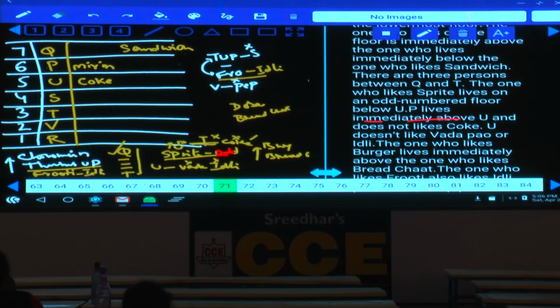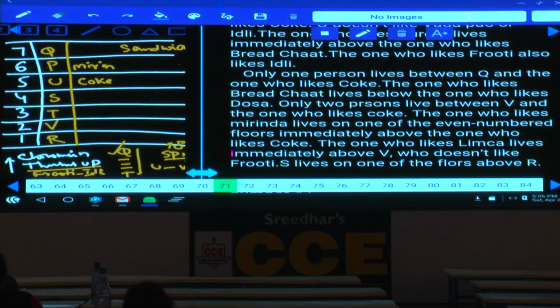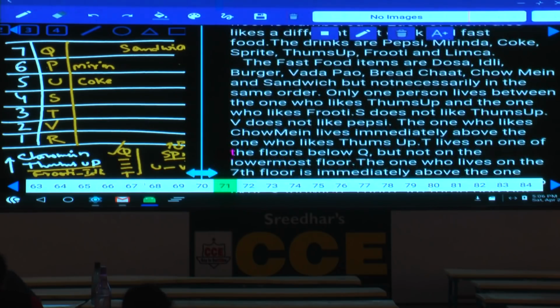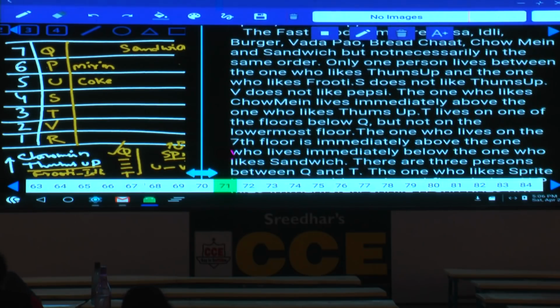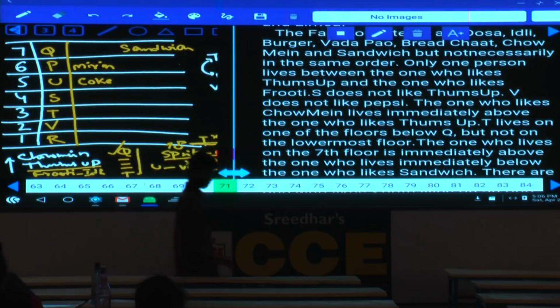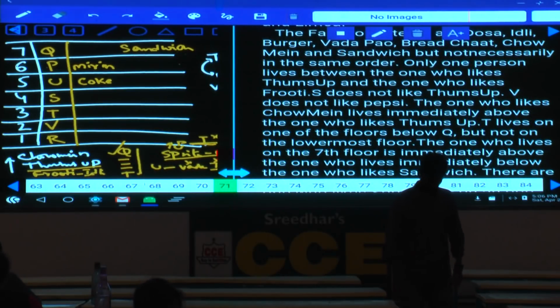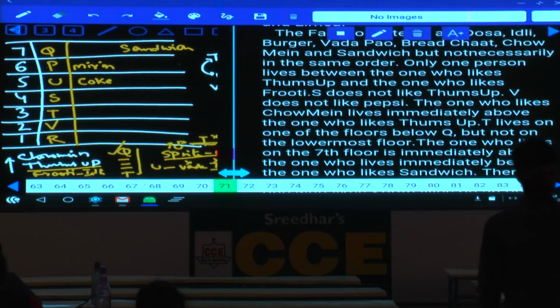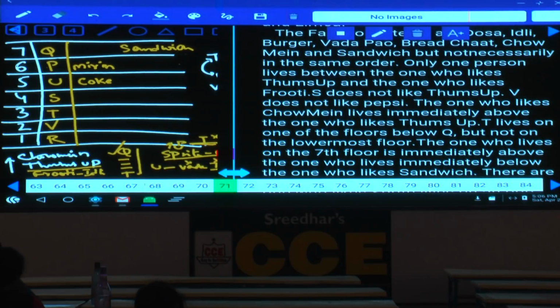Now let us go through the information once again. The fast food items and so on, but not necessarily in the same order. Only one person is between thumbs up and the one who likes fruity. And S does not like thumbs up, which is clearly given. As S does not like thumbs up, where should thumbs up be? Hence thumbs up can be T or V, isn't it?